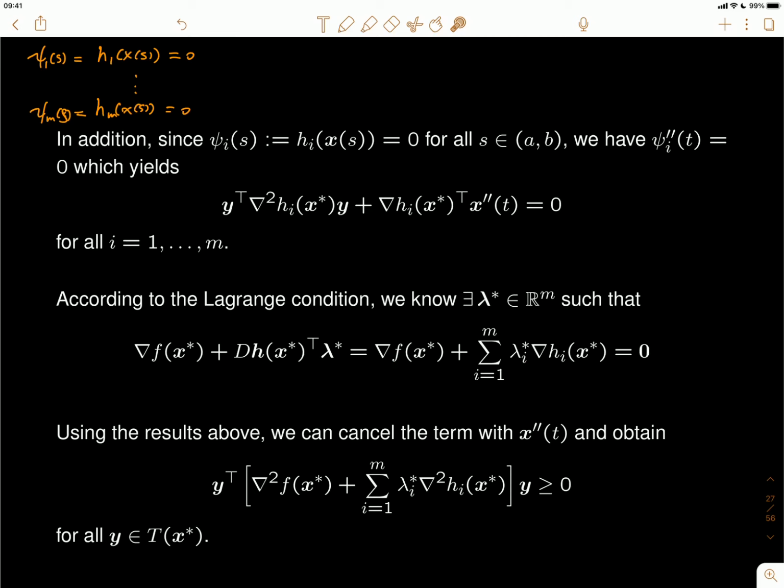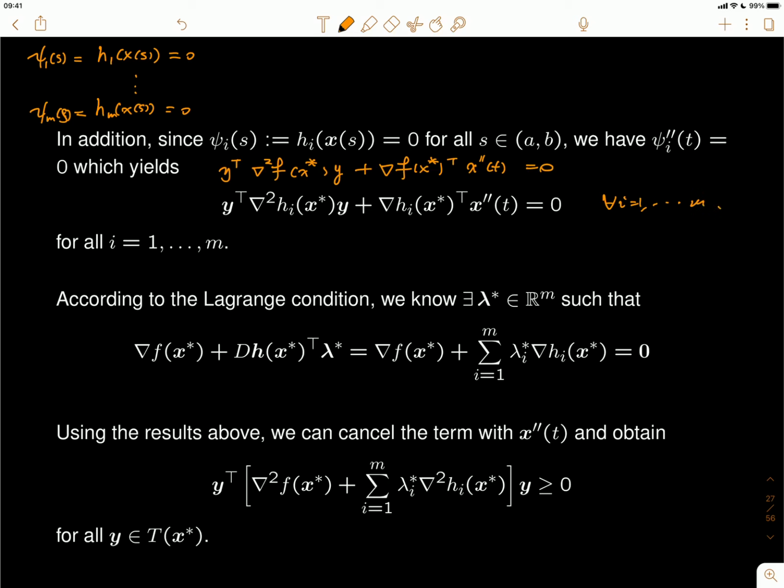Okay, so now remember that I just copied what I had earlier. So y transpose gradient square is Laplace of f at x star, y plus the gradient of f of x star transpose x double prime of t equals 0. And for each i I also have this. So this is true for any i from 1 to m.